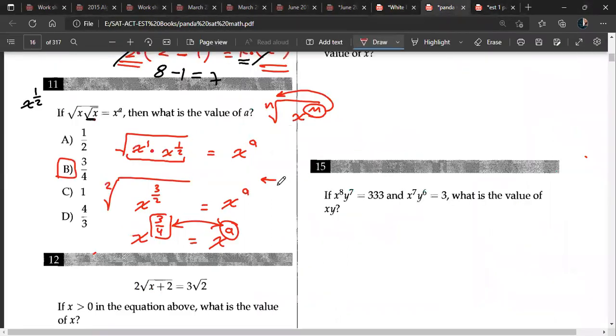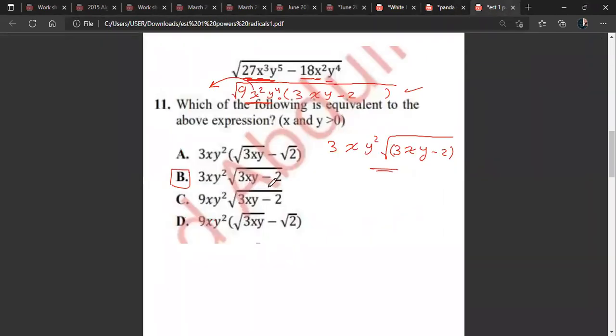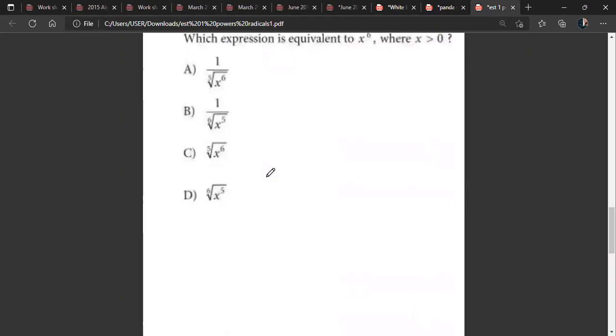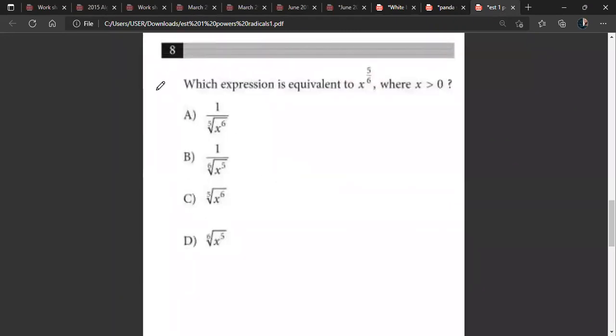Okay, let's go back to the book, not the book here, but these questions. The first two questions are for EST. The second two questions are for SET.